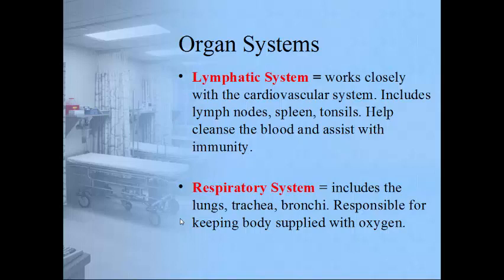Next, we have the respiratory system. This includes the lungs and the trachea and the primary bronchi that we have. And of course, its main goal or main function is to make sure that the cells are supplied with oxygen.